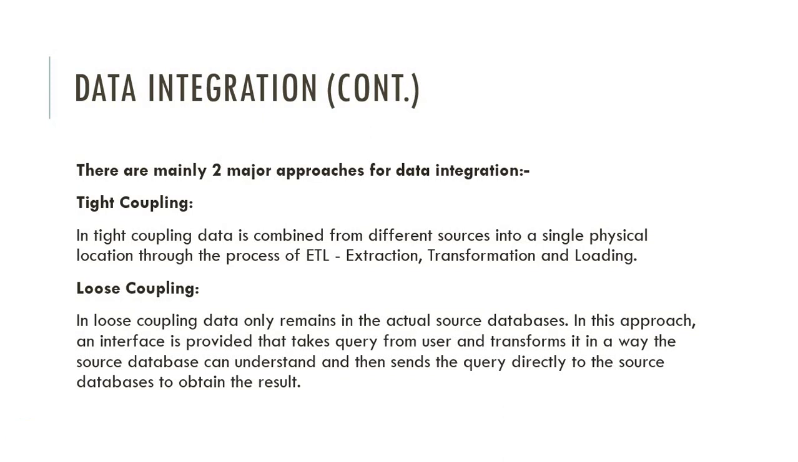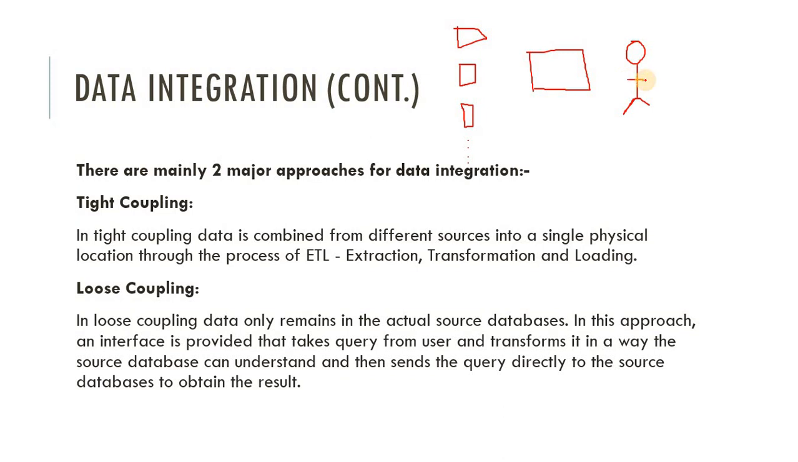Suppose this is one database, this is a second database, and this is a third database, and there are many databases here. Each is stored in a separate location. In the loose coupling approach, we are providing one interface here, something like a query interface, and by using that interface, we can write one query to extract the data.